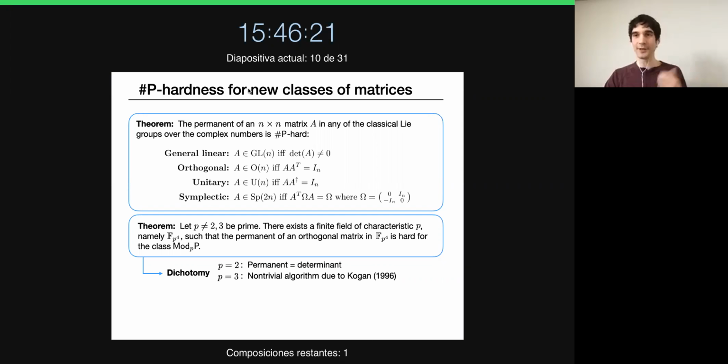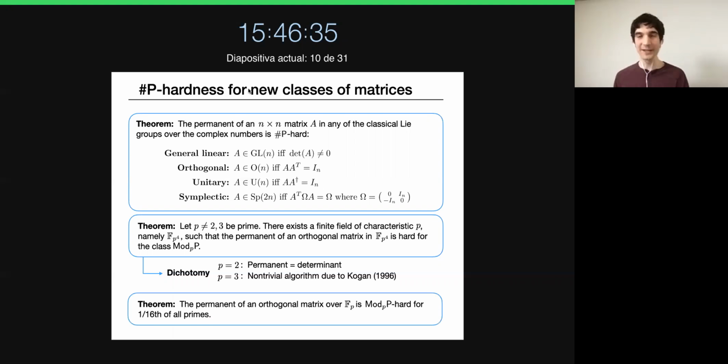But the other thing that might be unpleasant about this theorem is that we're working over this field F_{p^4}, which is an unnatural field to be wanting to calculate the permanent of an orthogonal matrix over. So you might want to just work over F_p, and we can say a little bit there as well. The permanent of an orthogonal matrix over the field F_p is ModP-hard for a limiting density of about 1/16 of all primes. So those are the main results of this work.